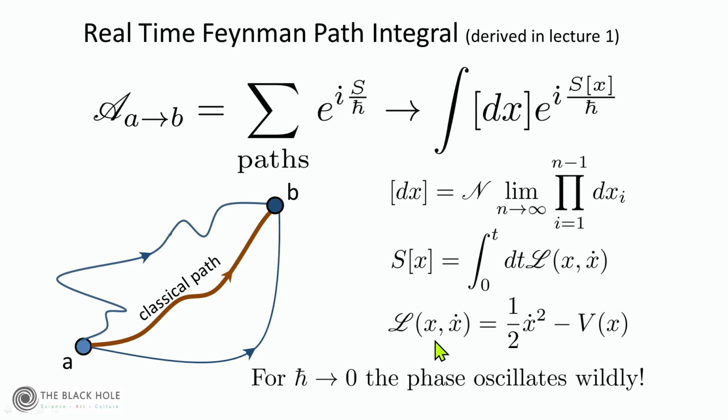is the Lagrangian, which is the kinetic energy minus the potential energy. And I remind you that there's no m over here because we've taken m equal to 1 for simplicity. Okay, now I also mentioned the last time that we are particularly interested in the semi-classical limit where Planck's constant is imagined to go to 0.